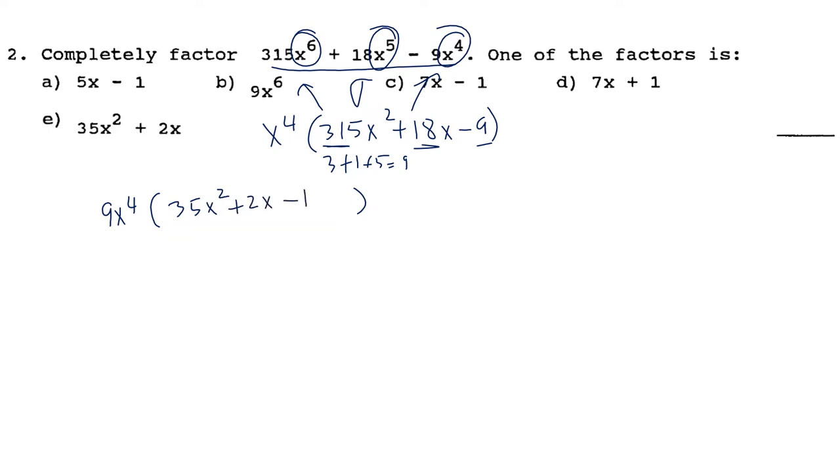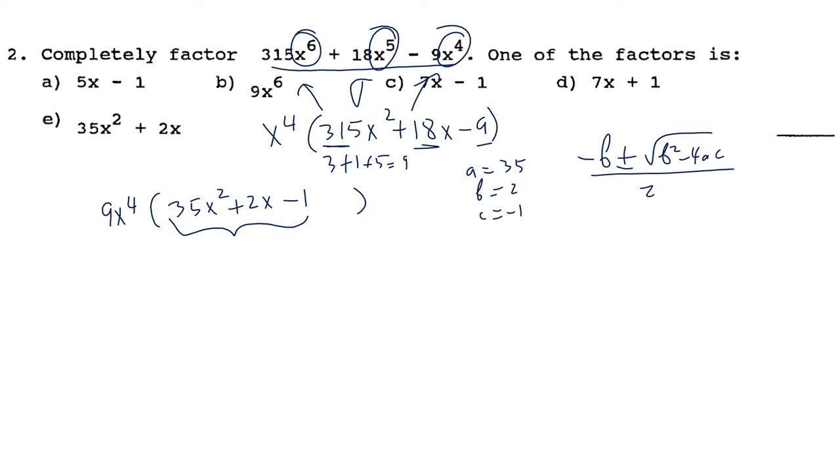It's imperative to factor 9 out from each of the three terms within the brackets, right? So now, since you have this, you're ready to move on to the quadratic equation. So you have a equals 35, b equals 2, c is equal to minus 1. And just plug that into the quadratic formula, minus b plus minus square root of b squared minus 4ac over 2a. You just have to do it properly.